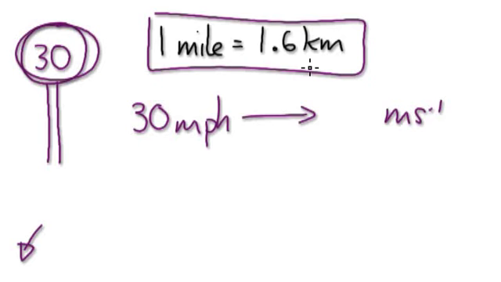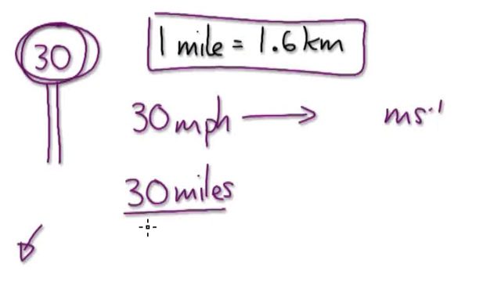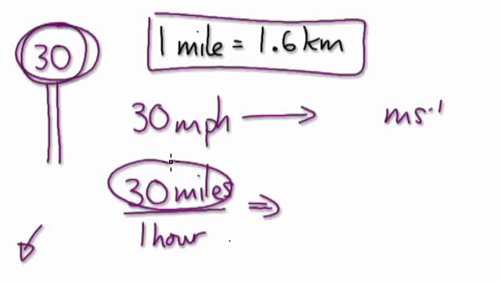Bear in mind that 1 mile equals 1.6 kilometers. So 30 miles per hour means you can do 30 miles in 1 hour. Okay, so let's convert this 30 miles into kilometers. So 30 miles in kilometers. Well, 1 mile equals this.